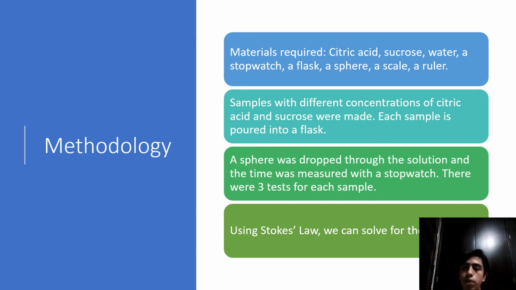Samples with different concentrations of citric acid and sucrose were made, and each sample was poured into a flask. Then a sphere was dropped through the solution, and the time was measured with a stopwatch. There were 3 tests for each sample, and after that, using Stokes' law, we can solve for the viscosity in Pascal seconds.